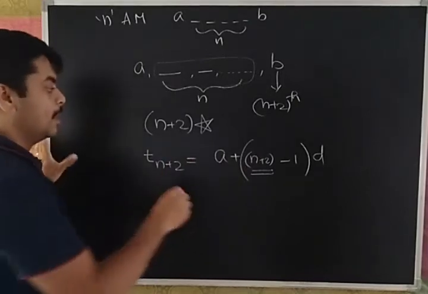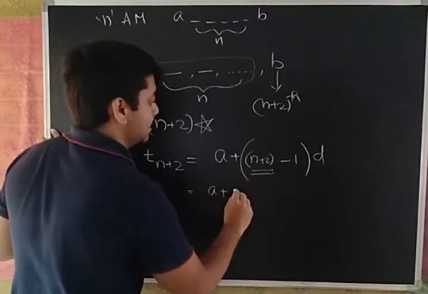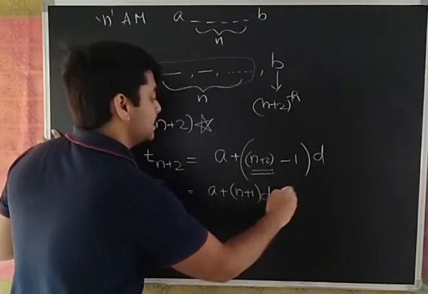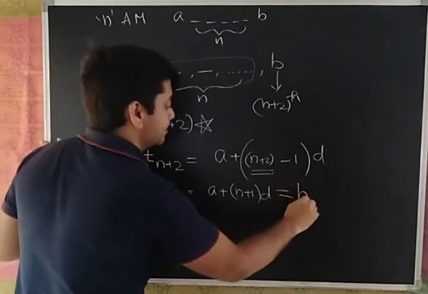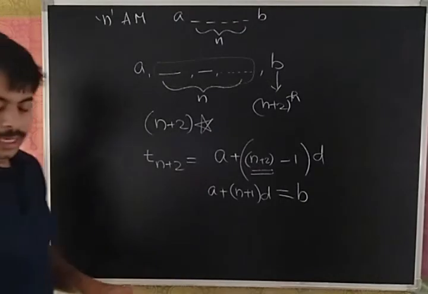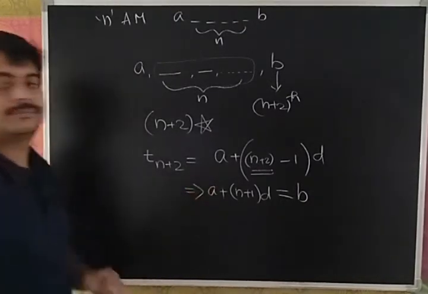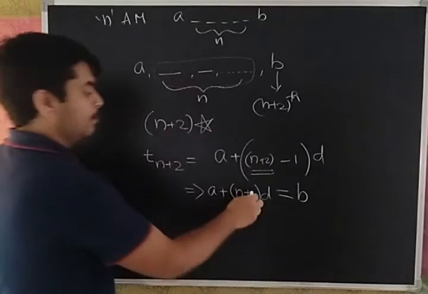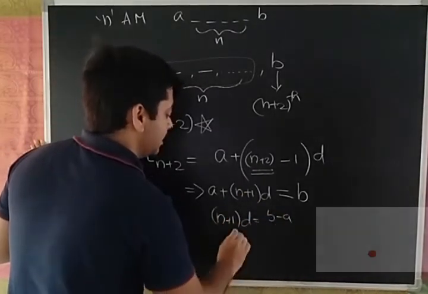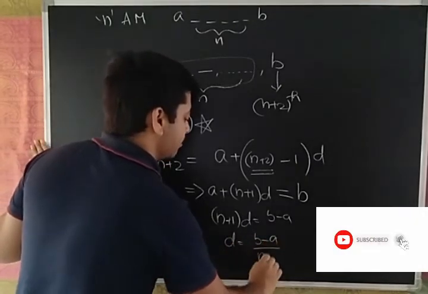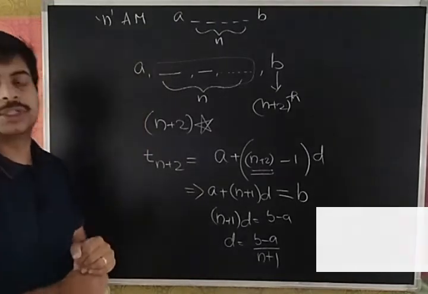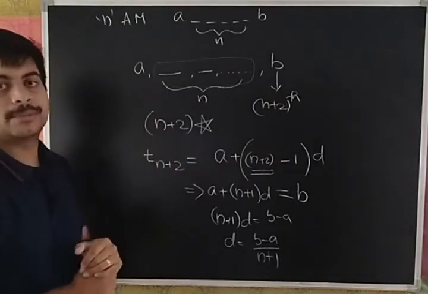So, it is A plus n plus 2 minus 1, which is n plus 1, into D, which is equal to the last term, that is B. Yes or no? So, from here, can you find the common difference? Tell me what is that? N plus 1 into D is equal to B minus A, and D is equal to B minus A by n plus 1. So, this is the common difference of this arithmetic progression.